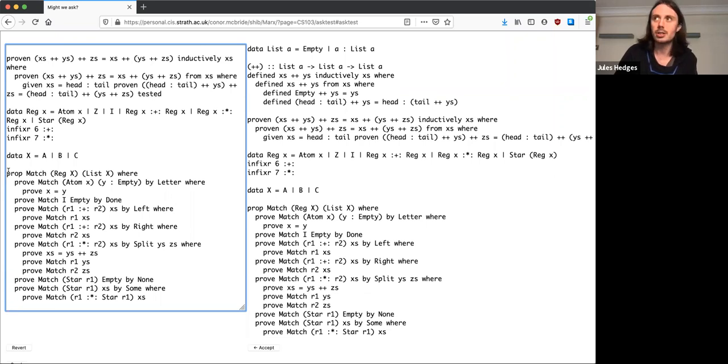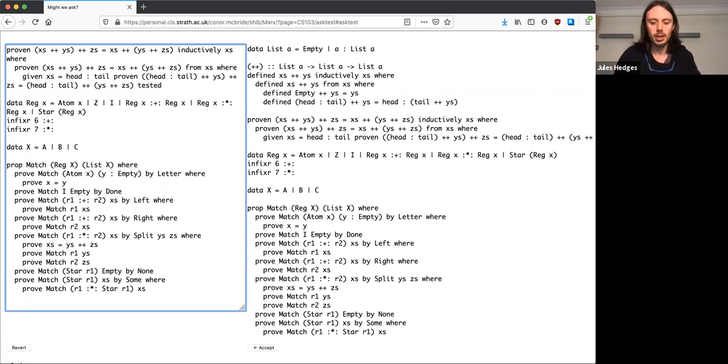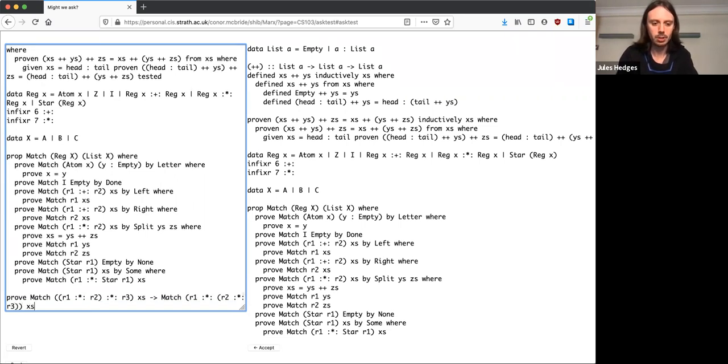You can't use this to prove some things that you would like to prove about regular expression matching, but you can prove some things. So here's the kind of thing we can prove. Say prove that if R1 times R2 times R3 matches some string, then I can change the bracketing and I still get a match. It still matches the same string.